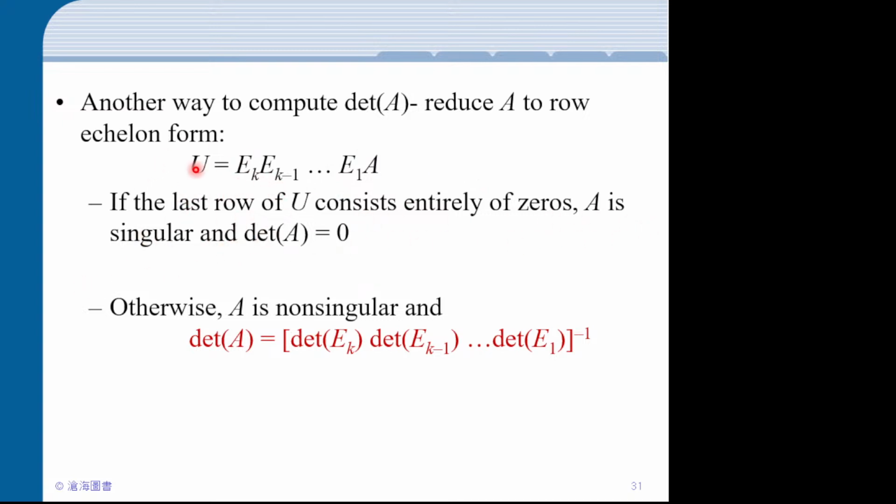And then you see that if you get this row echelon form, it has a row of zeros, then you know A is singular and determinant A is 0. Otherwise, A is non-singular, and you know delta U equals 1, and you can just calculate delta of A as the inverse of delta of all those elementary operations.